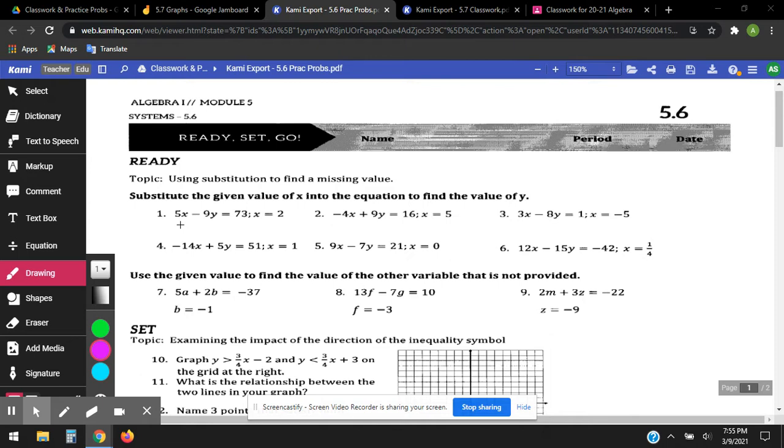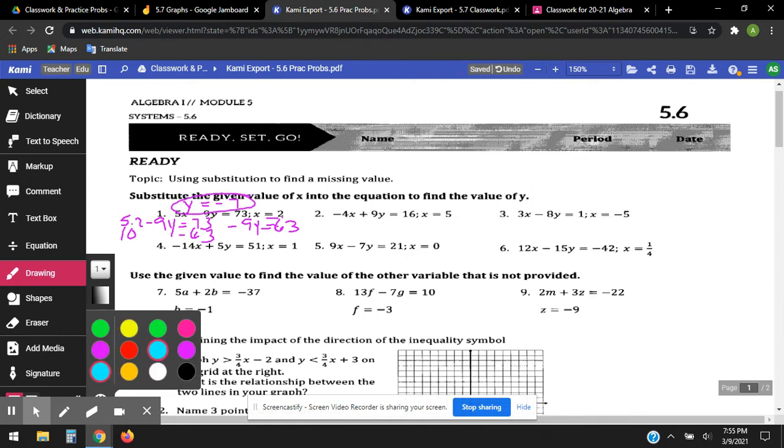So when doing this, I'm going to put 5 times 2, because x is 2. So 5 times 2 minus 9y equals 73. So that's 10. 73 minus 10 is 63. And so negative 9y equals 63, which means y equals, I'm going to run out of space here, negative 7.